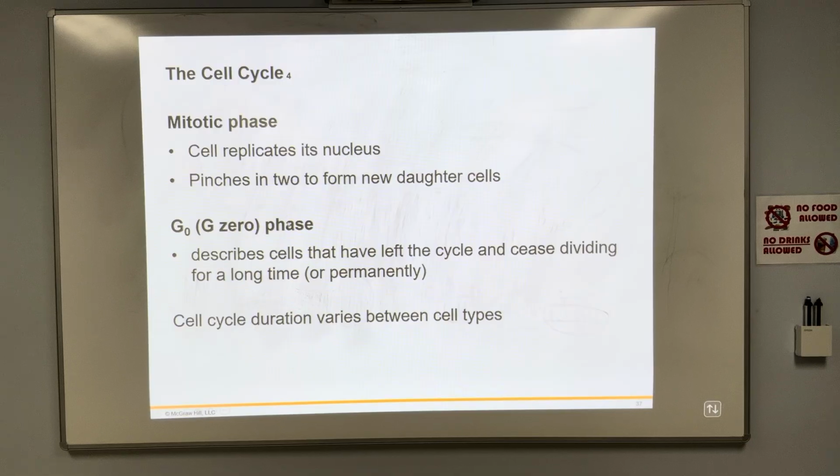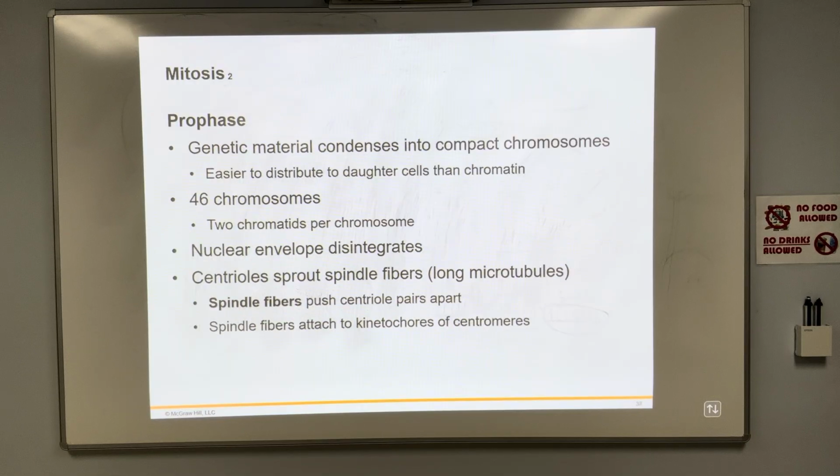Okay? G0 phase. Cells that what? I talked about them earlier. What were they? Cells that don't divide anymore. Excellent. The nervous tissue and the cardiac tissue.